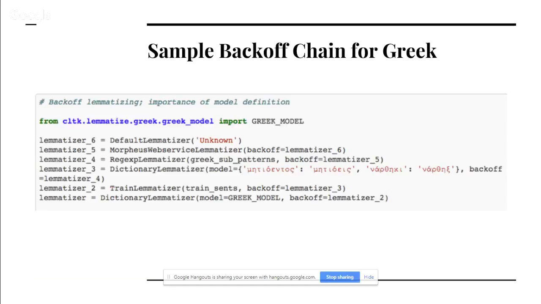This is a backoff chain that I came up with for Greek that's working at a 94% level. We start with a dictionary of high frequency forms, then we work on some training data, then we maybe have some customized regular expressions, depending on what Greek we're lemmatizing. I actually have it looking up some on a web service for the really difficult to find stuff. And then I just apply an unknown so I know what the problems are.